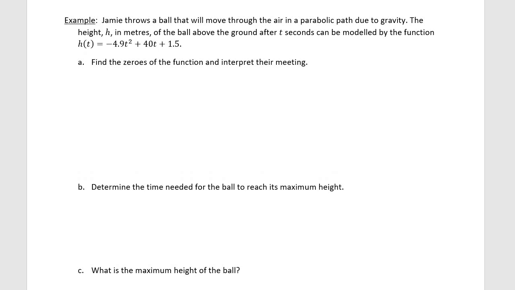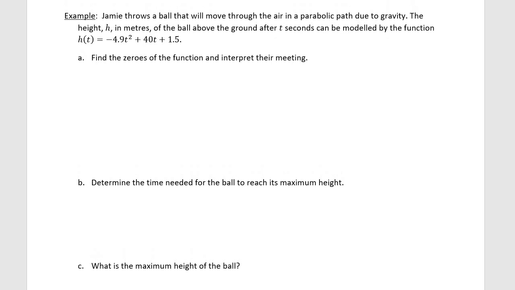Man, this note really is just all from our review, isn't it? So we have a projectile motion problem. Jamie throws a ball that will move through the air in a parabolic path due to gravity. The height in meters of the ball above the ground after t seconds can be modeled by the function h of t equals negative 4.9 t squared plus 40 t plus 1.5.